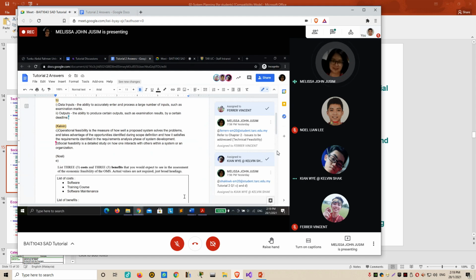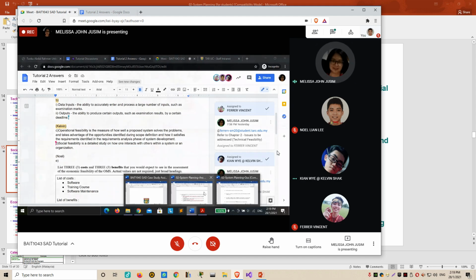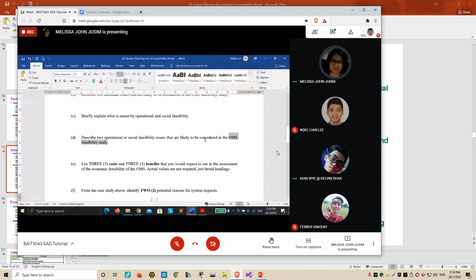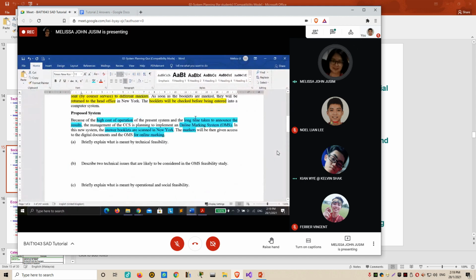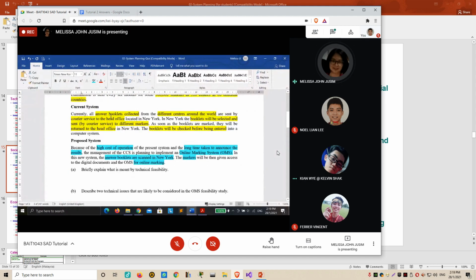Like previously, the markers mark on the answer booklet. Now they are given the access, meaning login into the system, and then they access the digital documents of the answer booklet to do marking, where they need to know where to enter the marks and so on. Okay, so what kind of operational issue is there here?